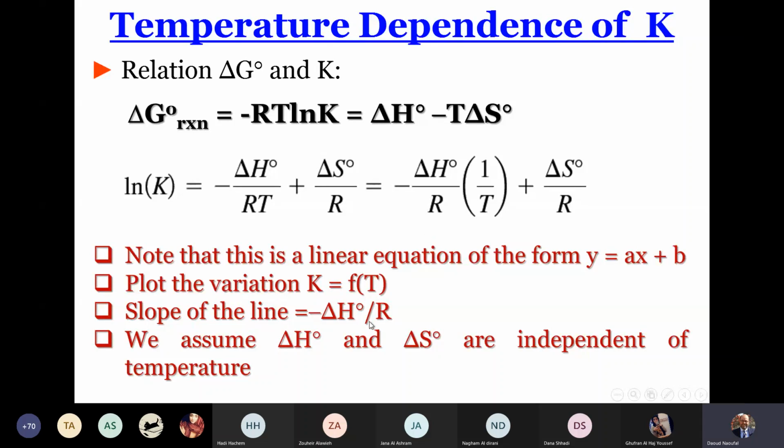The last point is that delta H, delta S and delta G depend on the temperature. But in your curriculum this year, we did not study the variation of the thermodynamic data, delta G, delta H, and delta S, as a function of the temperature; it is not requested. So when we use this formula, we suppose that delta H0 and delta S0 are temperature independent.